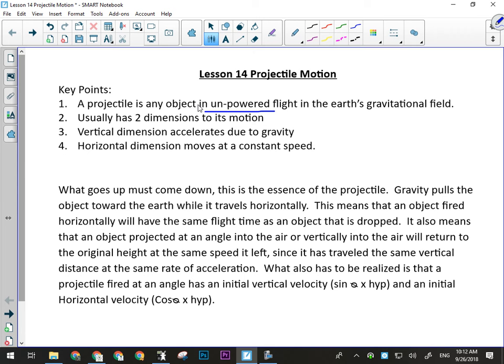I mean, a projectile would obviously also be subject to air resistance and things like that in the real world, but we're going to simplify things, and we're only going to worry about gravity being its only force. So it has to be an unpowered flight. That has two dimensions, except for a straight falling object. Something just falling straight down, that's only one dimension, down.